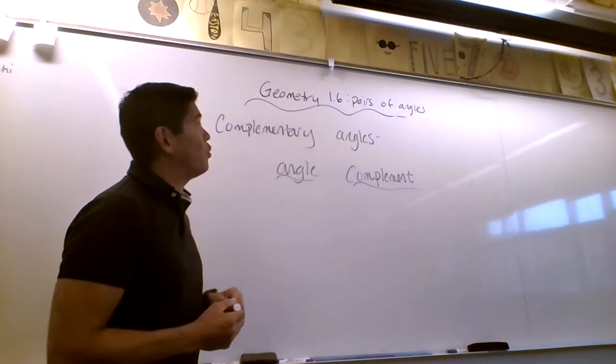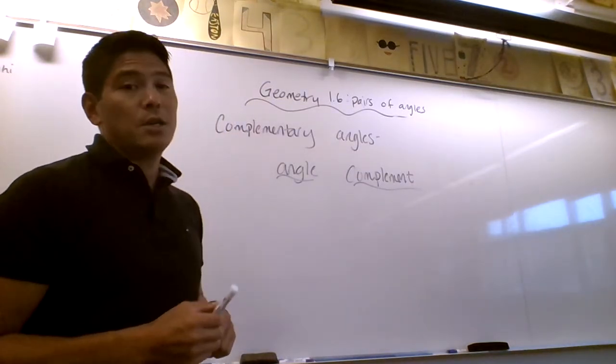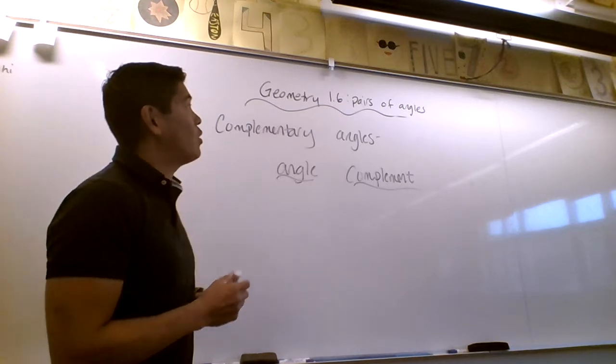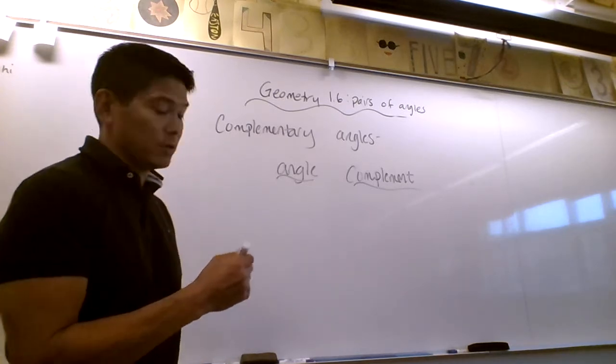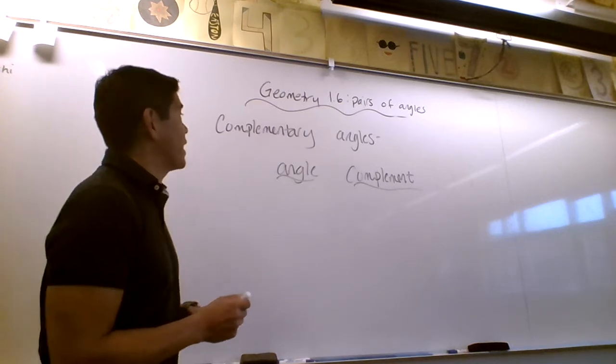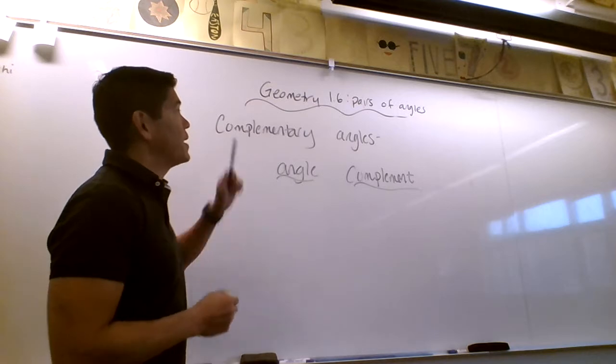Geometry, lesson 1.6, pairs of angles. So unlike 1.5, where we were just talking about single angles, 1.6 deals with pairs of angles because they could have special relationships. For example, a pair of angles would be complementary angles.